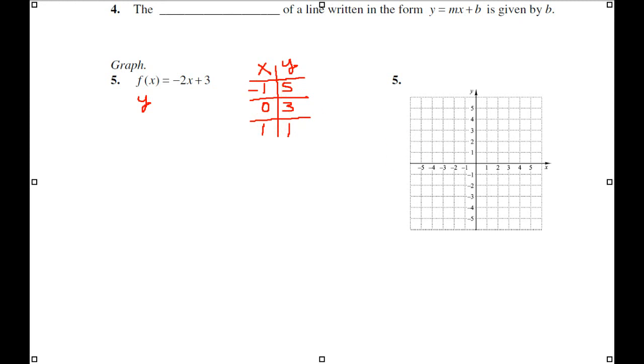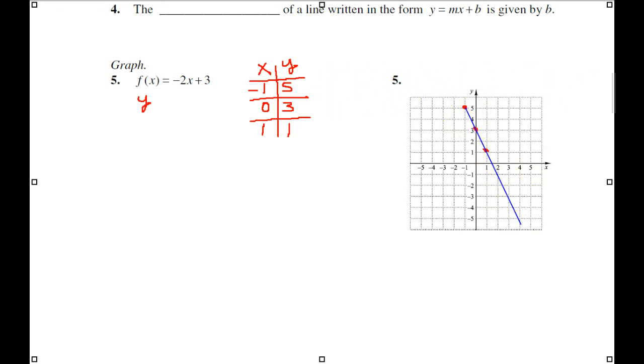Now we have our 3 points, so we're now going to plot them. -1, 5 is right there. 0, 3 is right there. And 1, 1 is right there. Now we take our line tool and connect the points. And you see it makes a nice straight line. Are there other points along that line? Remember, we said there were an infinite number of points. We could put an arrow on each end if we like.